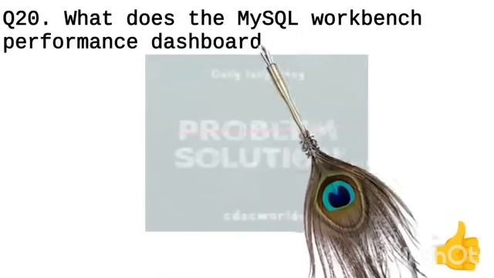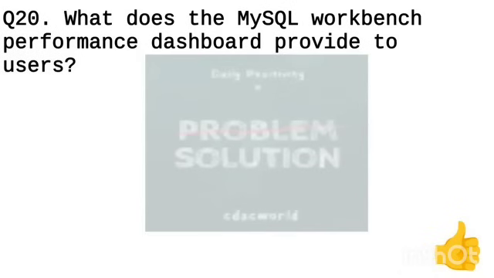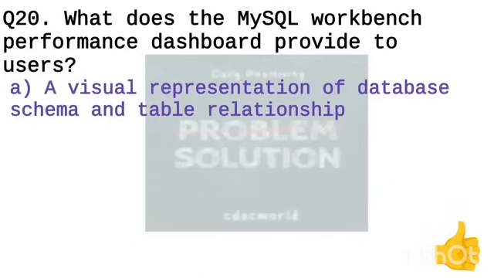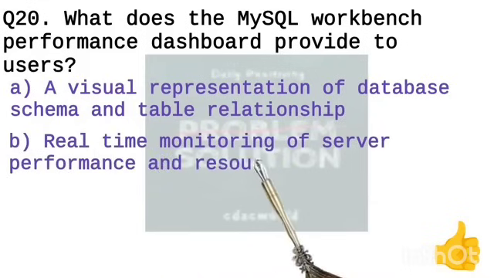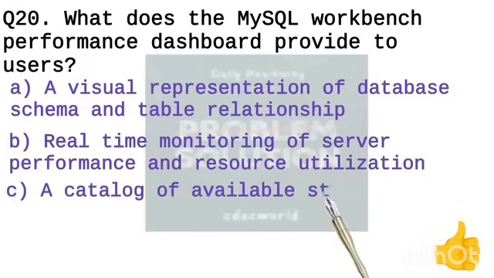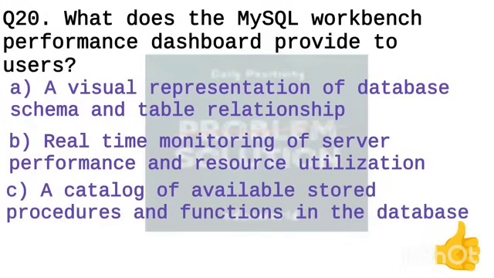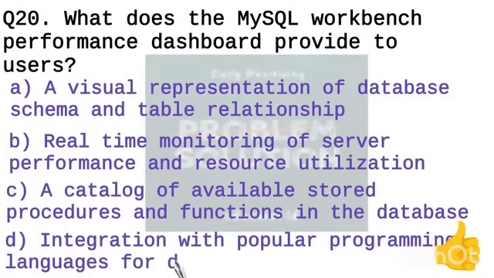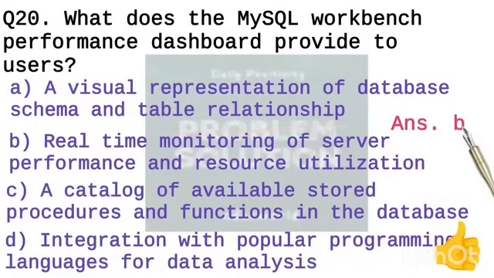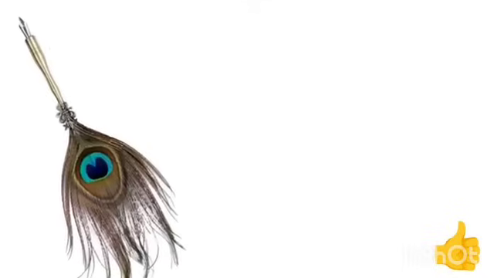Query number 20. What does the MySQL Workbench Perform dashboard provide to users? Option A, visual representation of database schema and table relationship. Option B, real-time monitoring of server performance and resource utilization. Option C, a catalog of available store procedure and function in the database. And option D, integration with popular programming language for data analysis. And the answer is B, real-time monitoring of server performance and resource.